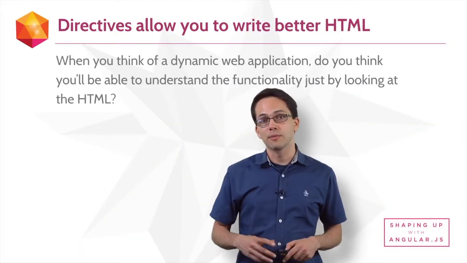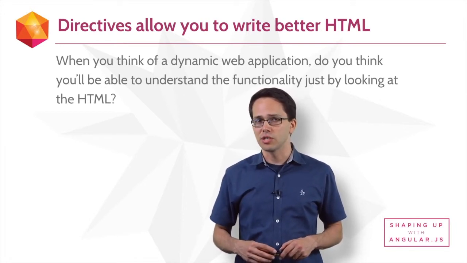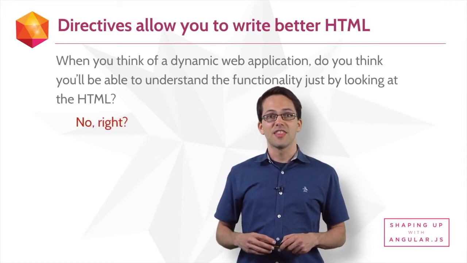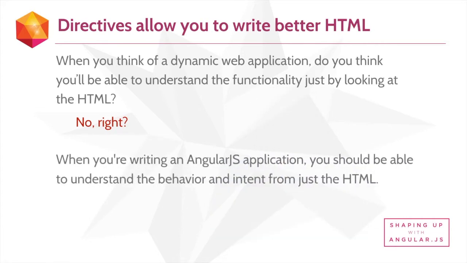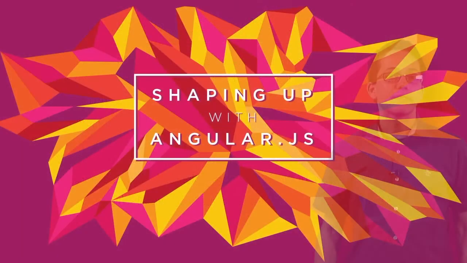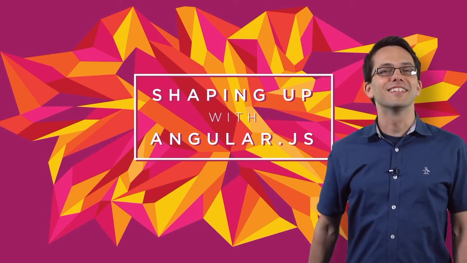When you pick up the source for somebody's web application, do you think you could understand the behavior of the application just by reading the HTML? Typically not. This is why Angular is so awesome. It allows you to write expressive HTML through custom directives so that people can read your HTML and understand the behavior and intent of your application. Time for you to write your first custom directives. I hope you're excited, and I'll see you in the next section.